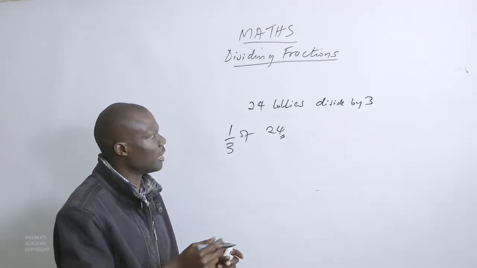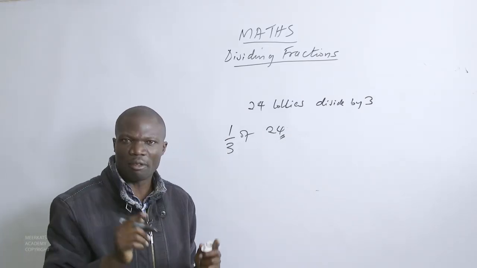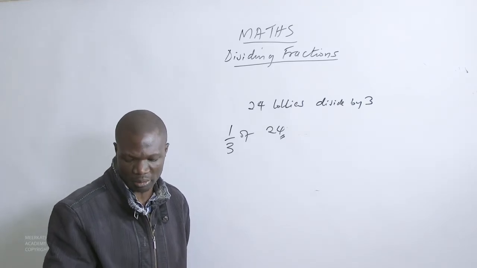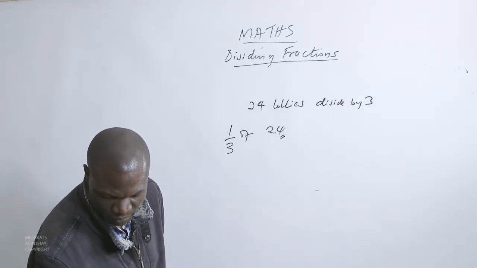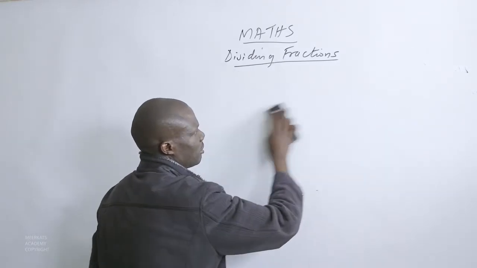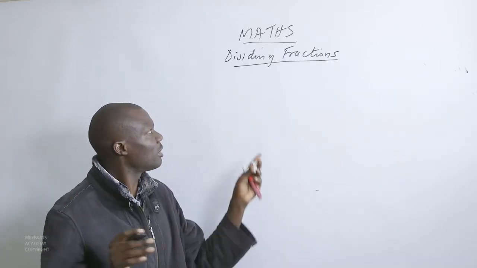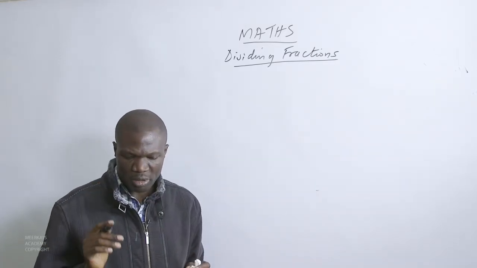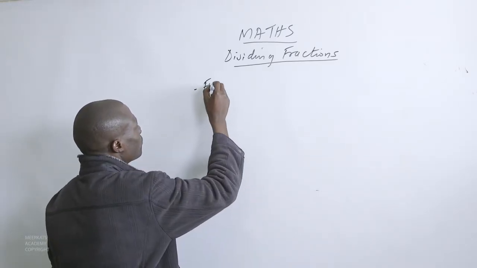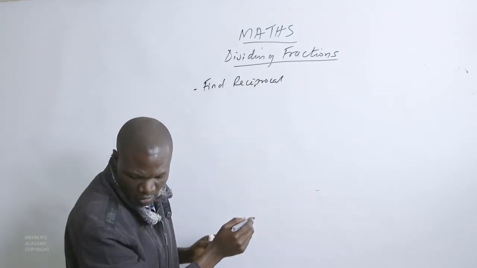So what are we saying here? It is that the division and the fraction have a certain relation, which we are now going to consider as we work out the sums. So what are we supposed to know when dividing fractions before we look at the exercise? The first thing we need to know is that we must be able to find the reciprocal.